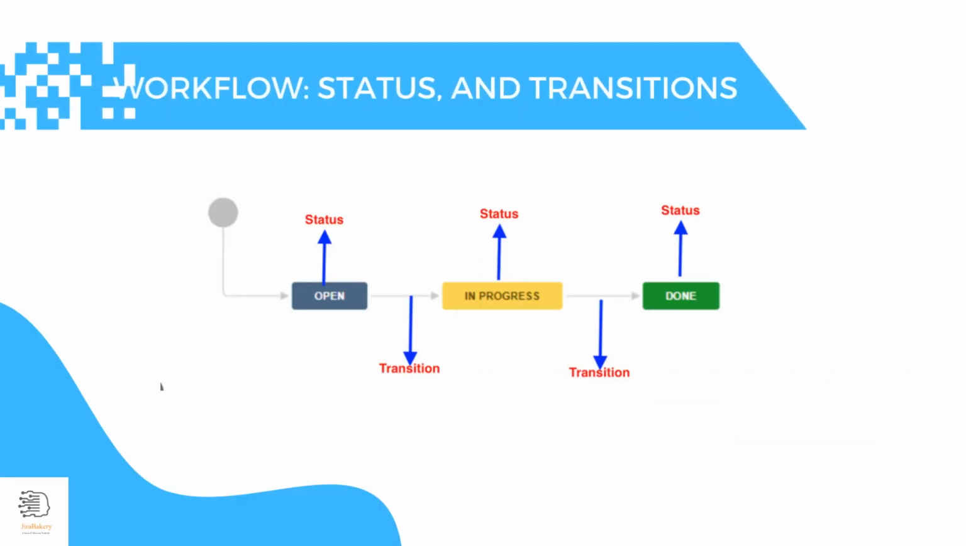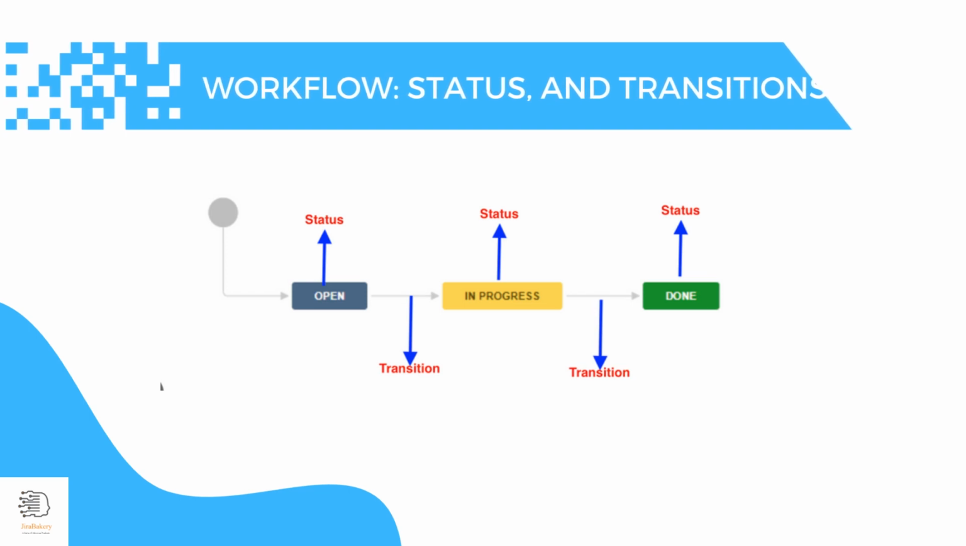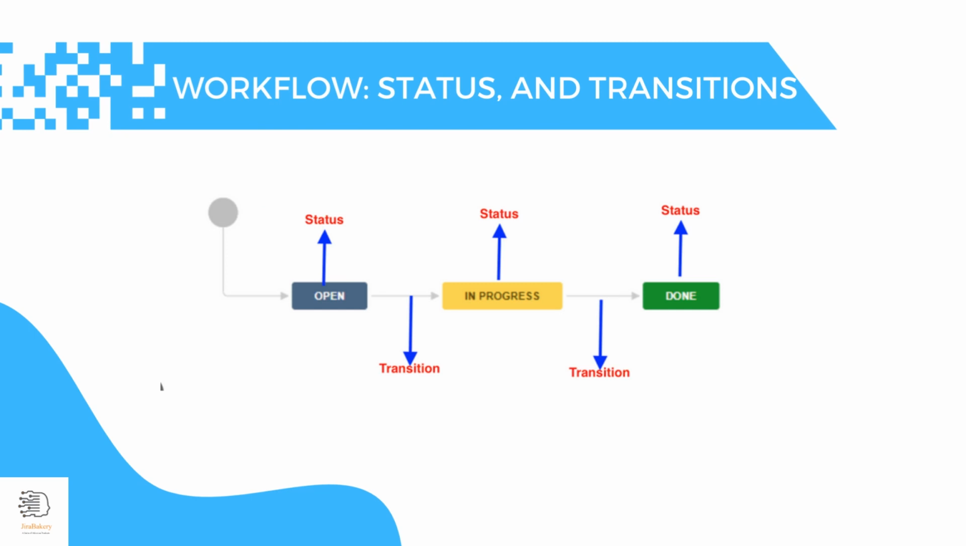Let's move on to the statuses. What is a status, and what are transitions? When you see this workflow, Open is a status. It shows what status the issue is currently in, and then In Progress and Done. The arrow between the Open status and the In Progress status is called a transition. That means an issue is going to the In Progress status.